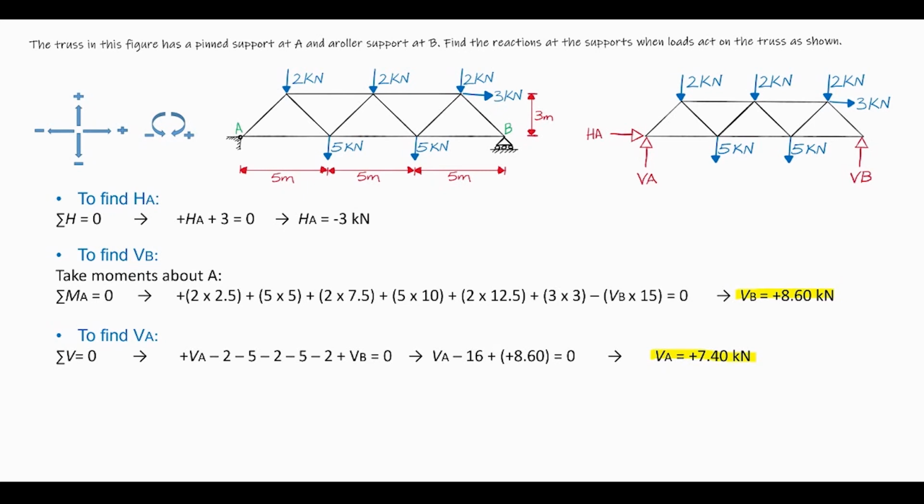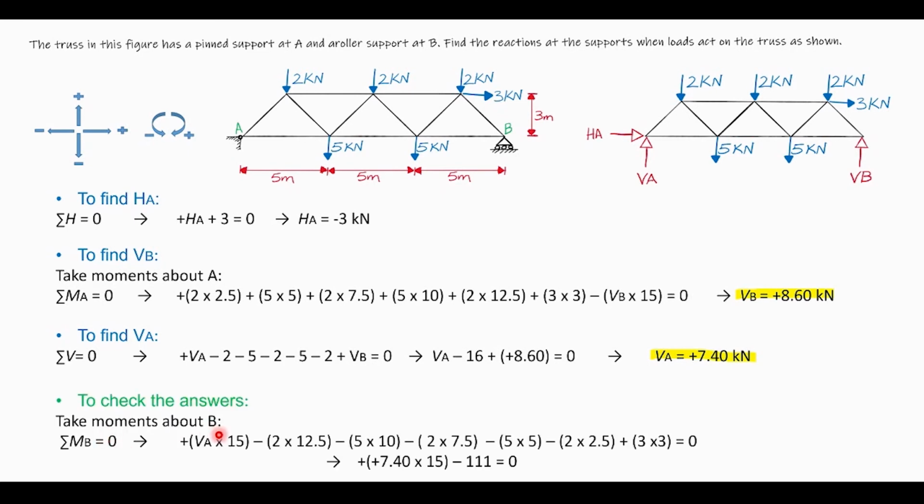Now we see that we found the reactions, but we need to check to see if our answers are correct. To check the answers, we take moment at point B. The sum of all moment at point B should be 0. We have positive VA multiplied by the distance from here to there, we have 15 meters, minus this 2 kilonewton acting anti-clockwise, as we could see from the notation.